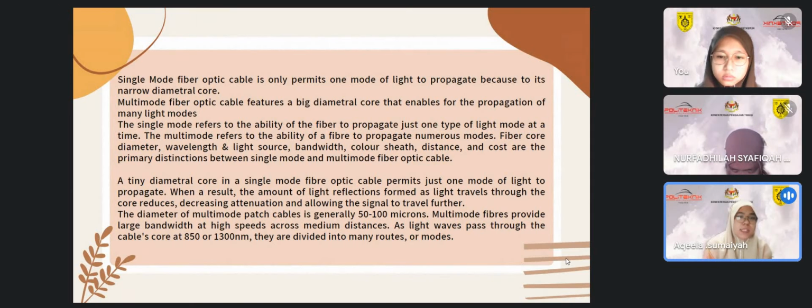Also, with a tiny diameter core, a single mode fiber optic cable permits just one mode of light to propagate. As a result, the amount of light reflection as the light travels through the core reduces, decreasing attenuation and allowing the signal to travel further.